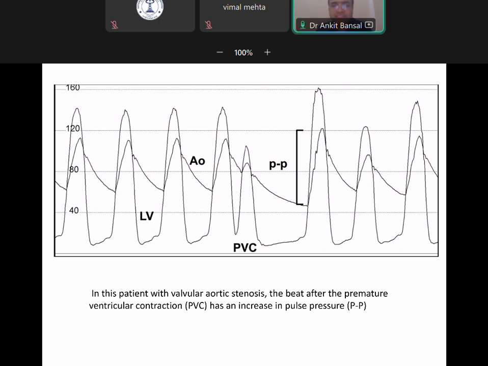So why does this happen? Why does this pulse pressure increase? Can anybody tell? Why is this pulse pressure increasing?